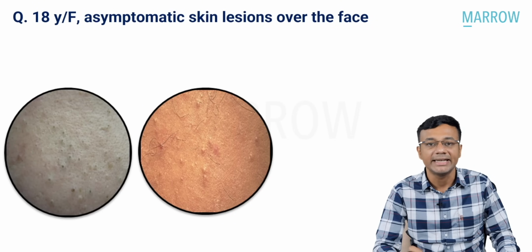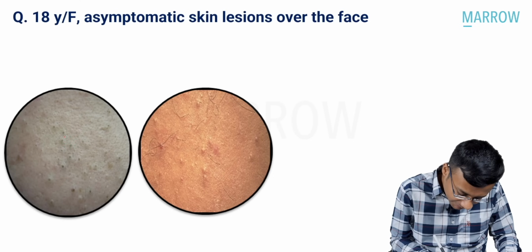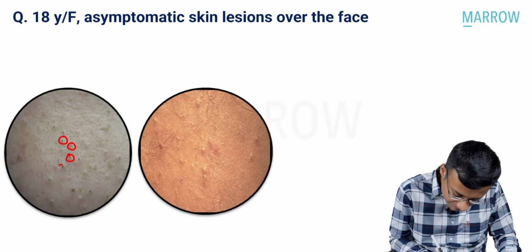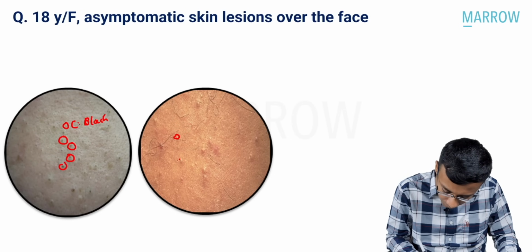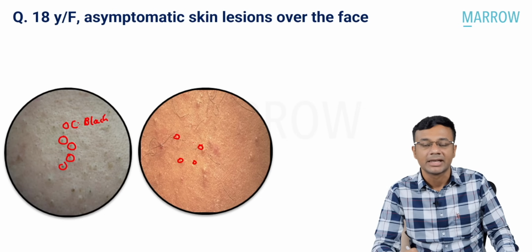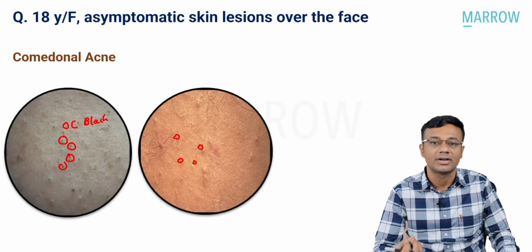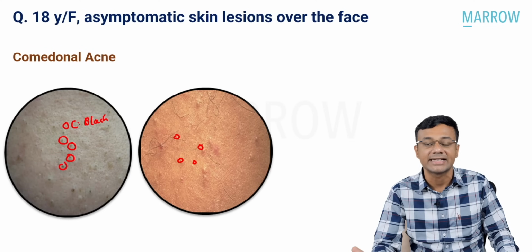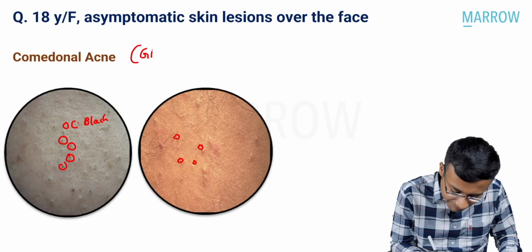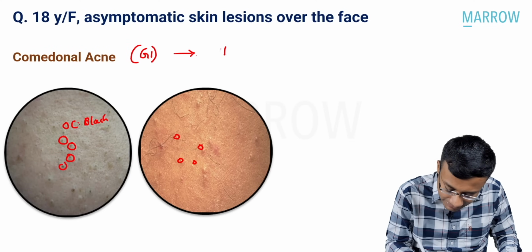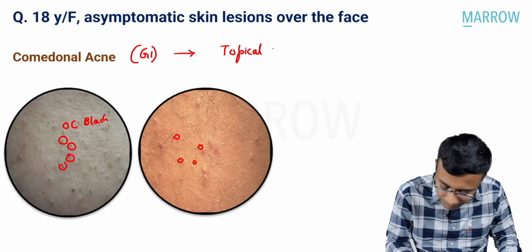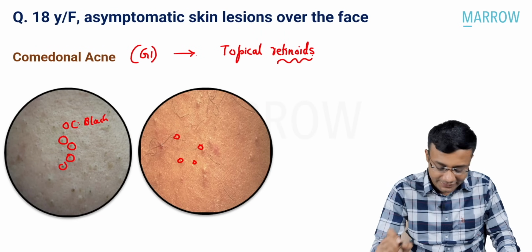This is a case of an 18-year-old female who presents with asymptomatic skin lesions over the face. So what do we see here? We see a lot of open comedones, which are black in color. And we also see a lot of closed comedones, which are white in color. So comedones are special lesions of which condition? Yes, this condition is called as comedonal acne or acne vulgaris grade 1. And always remember, the best drug for grade 1 acne vulgaris is topical retinoids.